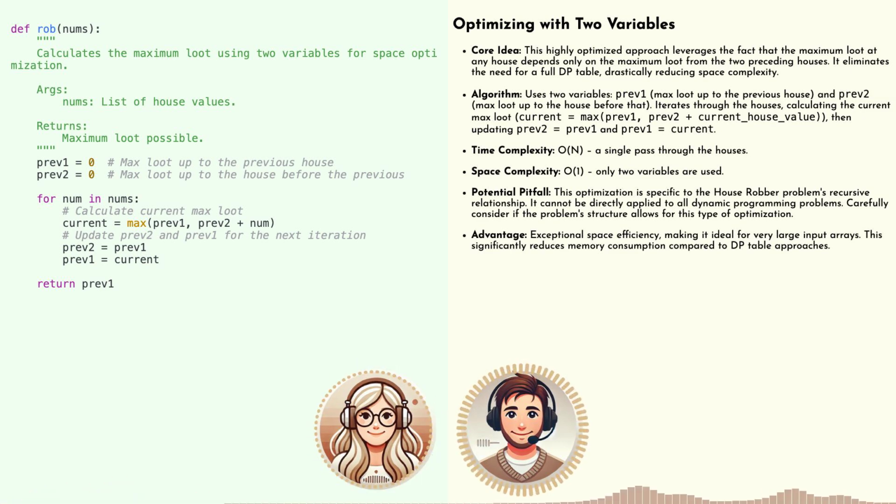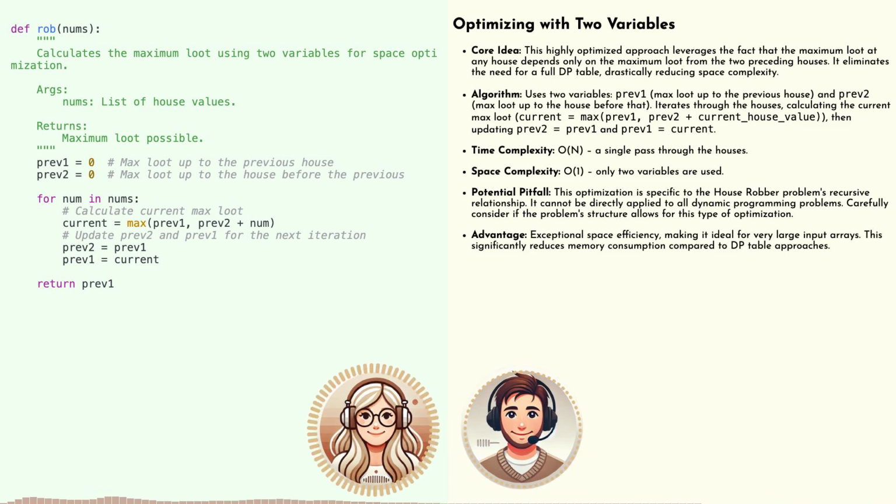And by the time we hit that first house, rob next is going to have our answer. It's going to have the max loot. The maximum loot. Wow, that is really cool. So we get the same answer as our table, but we use way less memory. Way less memory. That's amazing.